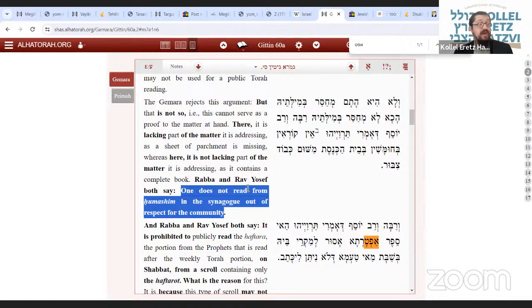In addition, he says, if you have just a chumash Bereshis, and then just another scroll, Chumash Shemais, you can't use that because to honor and to respect everyone in the shul, in the congregation, the community, you have to have an entire Chumash.